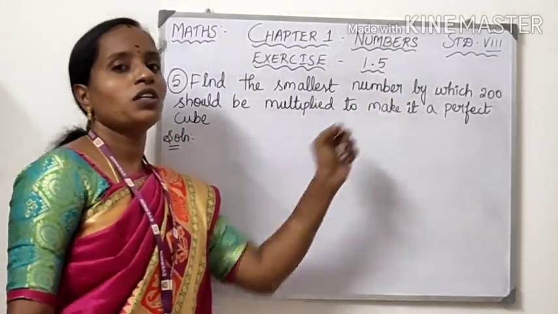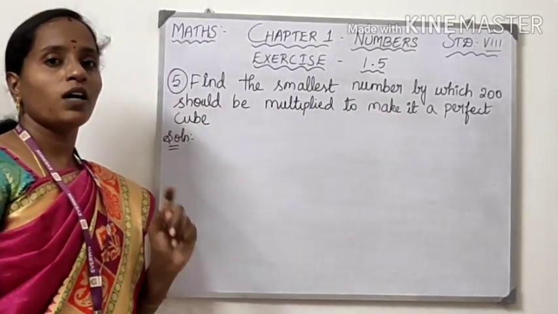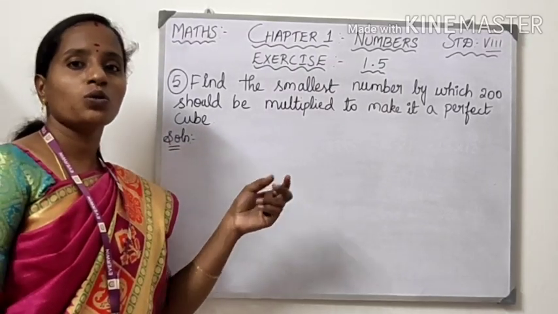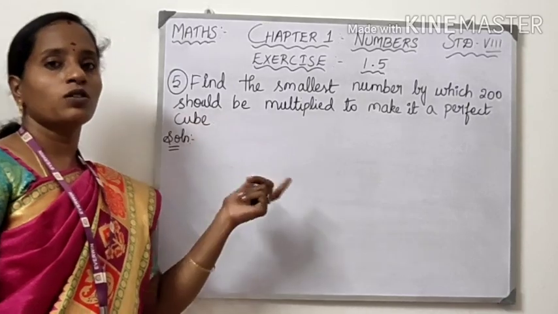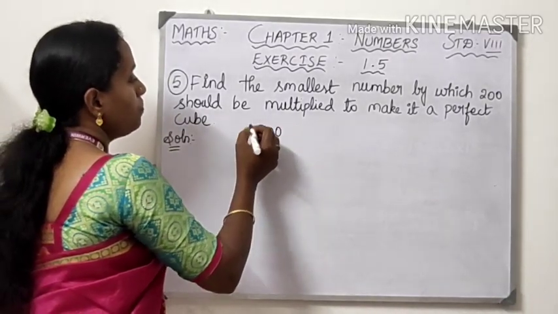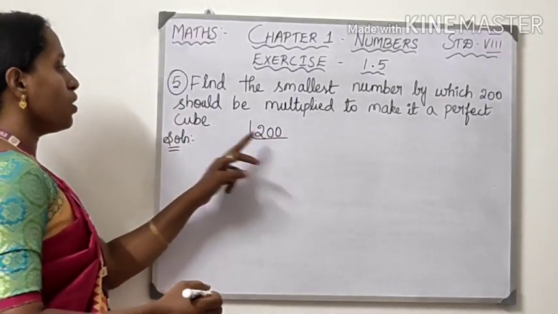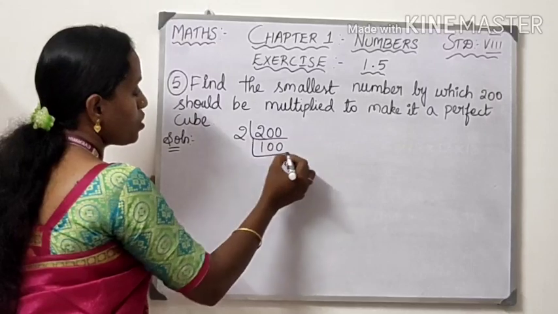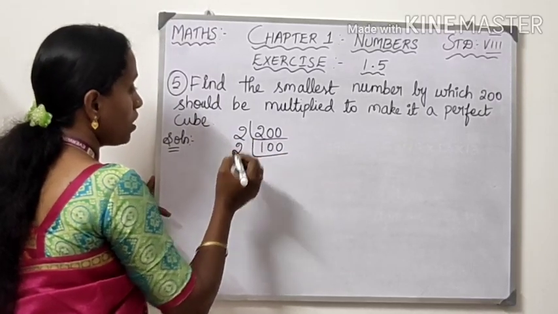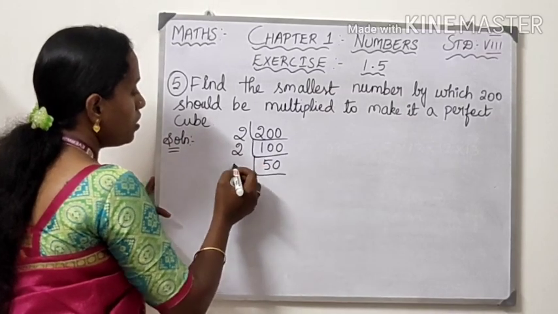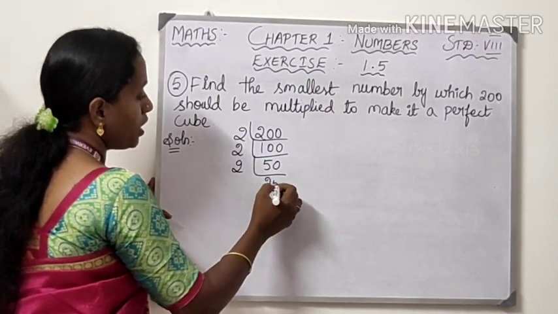So you know 200 is not a perfect cube. So we have to find out what can be the number to be multiplied with 200 so that it will become a perfect cube. So first let us do the prime factorization. So our number is 200. So using the 2 table, 2 100s are 200. Then again using the 2 table, 2 50s are 100, then again the 2 table, 2 25s are 50.